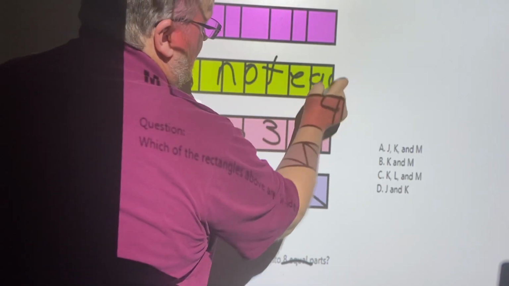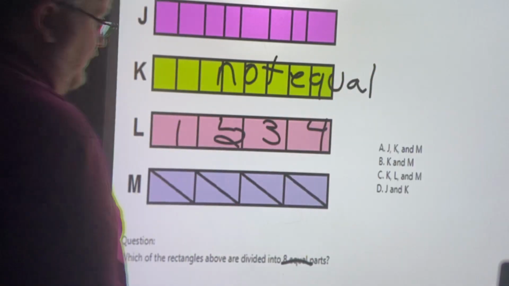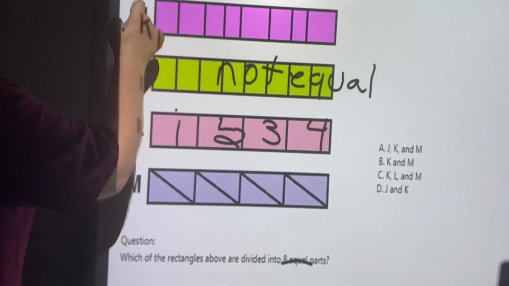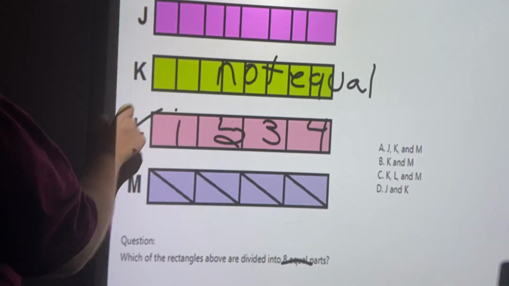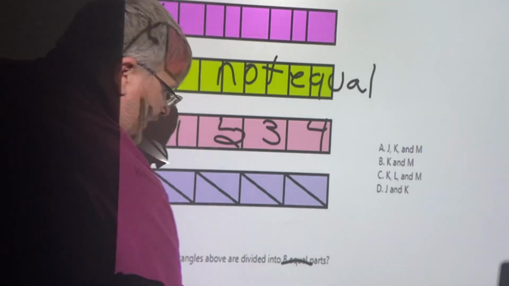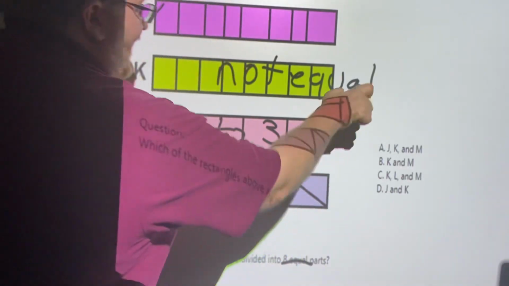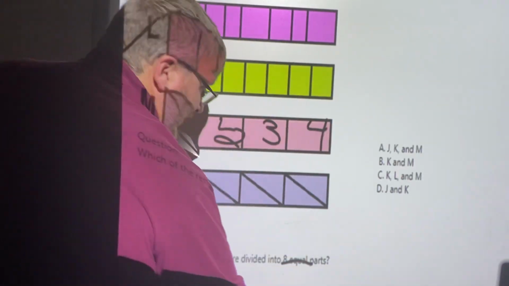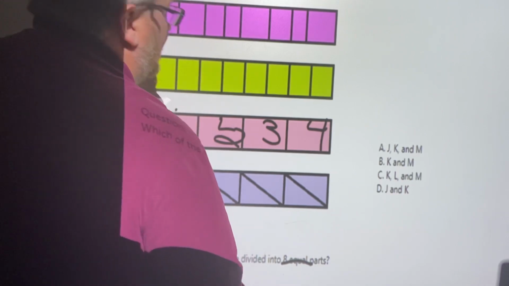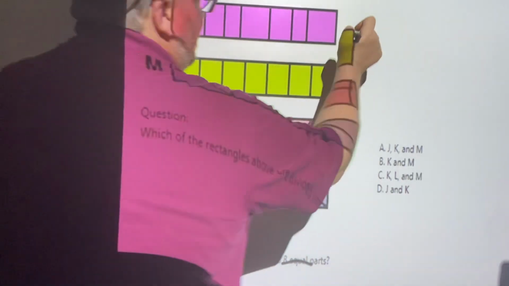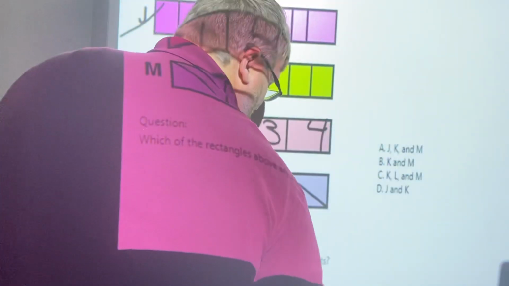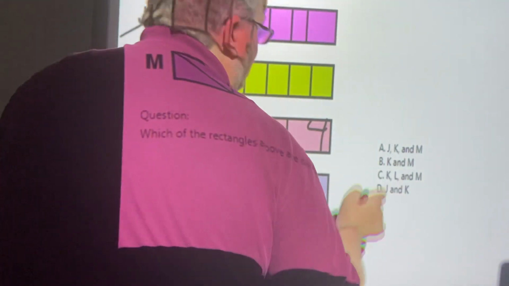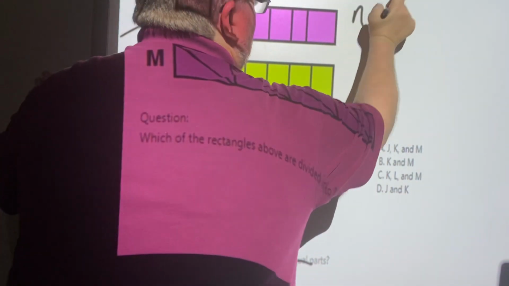So therefore it is out. So, oops, I wrote that on the wrong one. So J and L. There you go. Not equal. So J and L. Not equal.